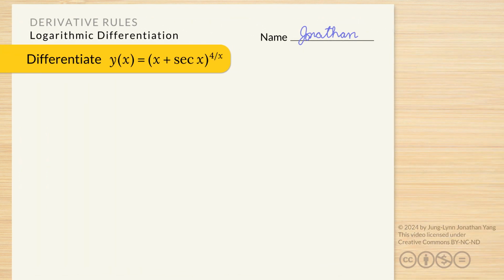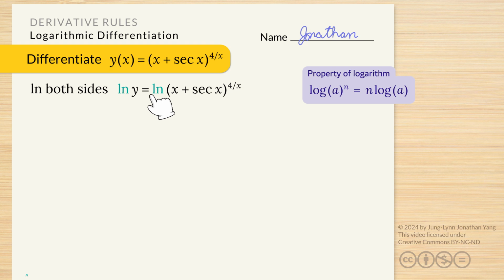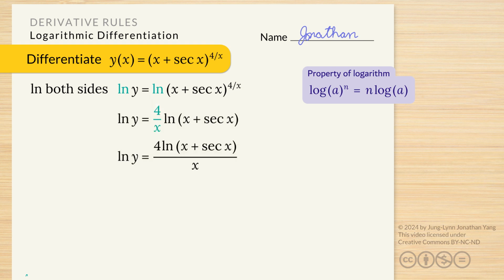Differentiate the function y of x equals x plus sec x, the whole thing, raised to the power of 4 over x. The variable is in the base as well as in the exponent position. Let's use the properties of logarithms to bring that exponent down. Take the natural logarithm of both sides of the equation. Ln of y equals ln of that entire thing. Bring that 4 over x down as a multiplicative factor. Put that x on its own as a denominator.